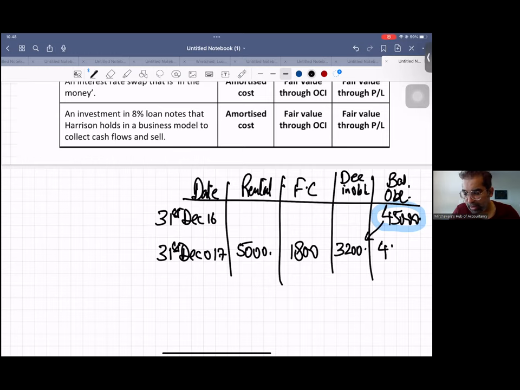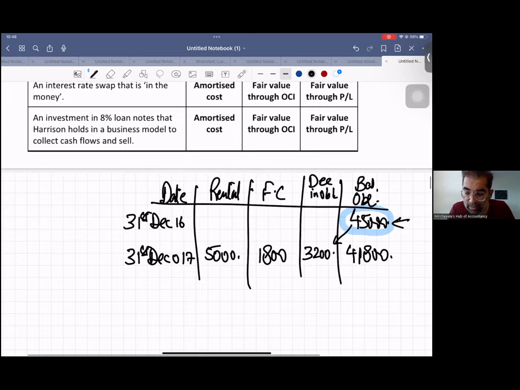Now, hope you remember the lectures. Listen, we are standing at 31st December 16, right? So if we are standing here, this will be your current liability and this will be your non-current liability. This is very simple. So 3,200 is your current liability, right?